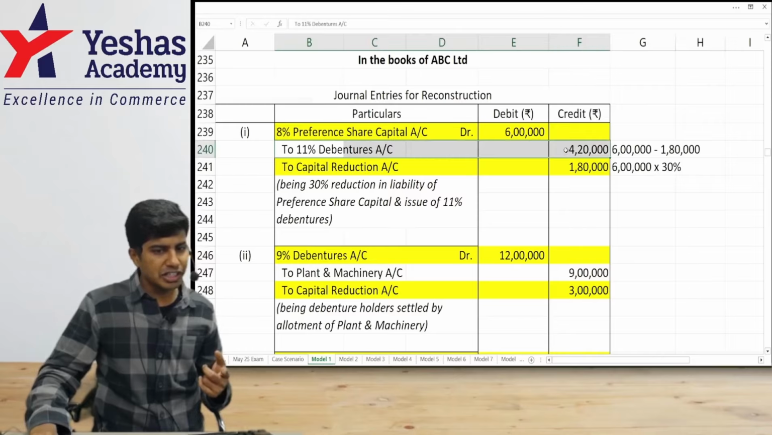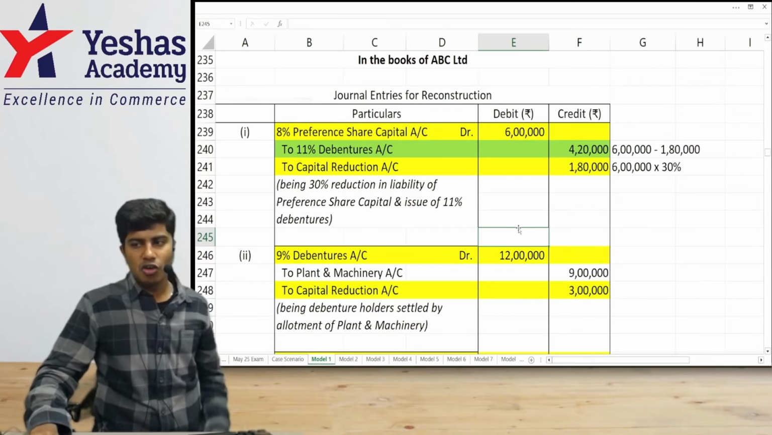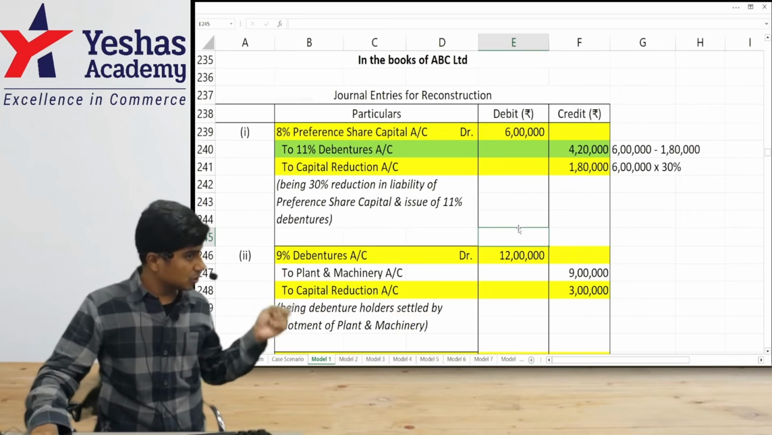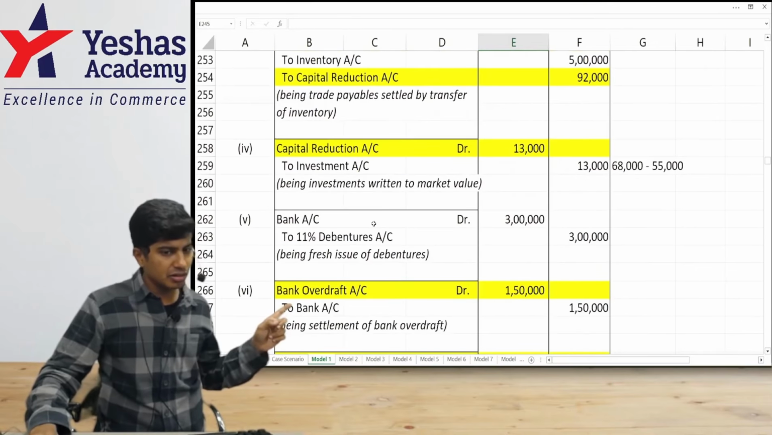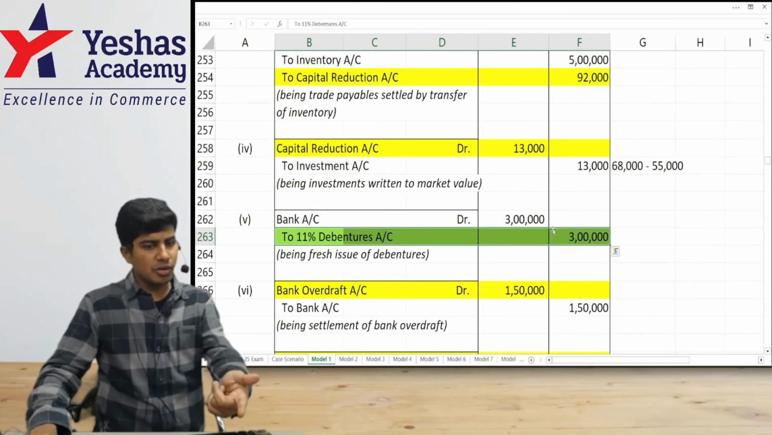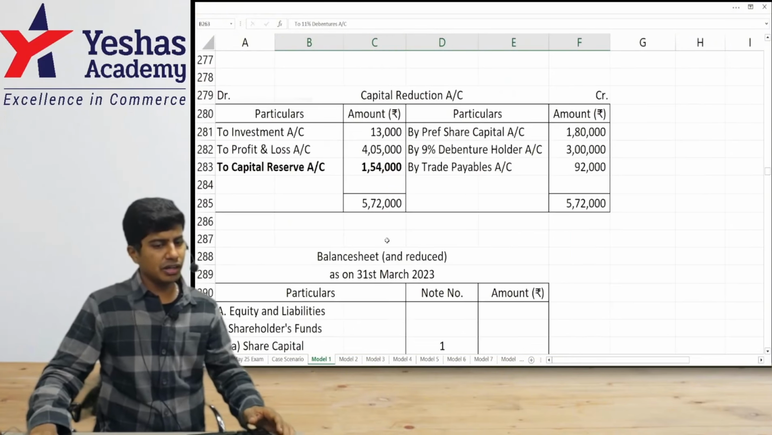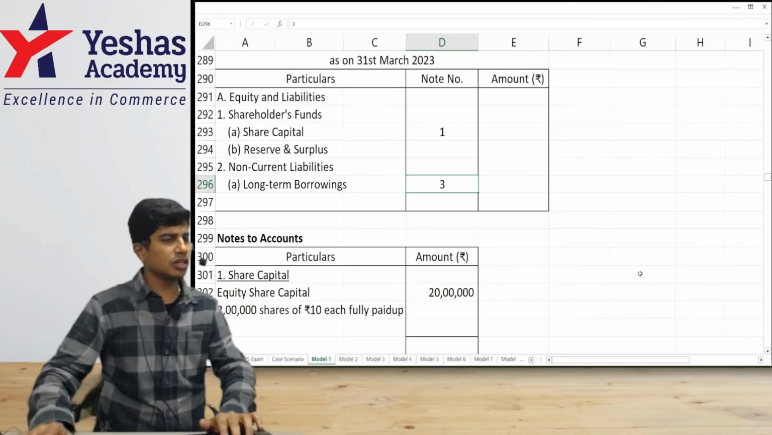11% debentures are freshly issued, 4 lakh 20. You agree with me? 4 lakh 20,000 worth of debentures are issued. This has to appear in our balance sheet. Long term borrowings. Not just that. That 11% debentures will repeat again. 3 lakh. How much here? 4 lakh 20. How much here? 3 lakh. How much is it together? 7 lakh 20. I will write long term borrowings as note number 3.